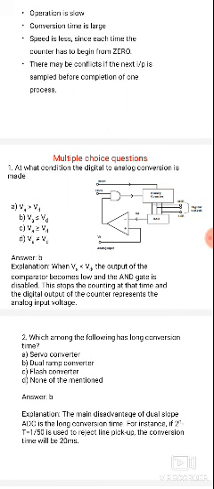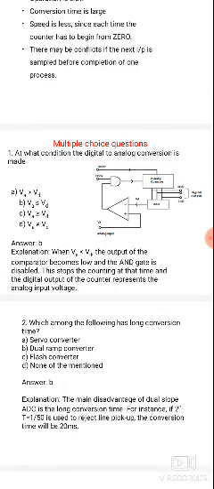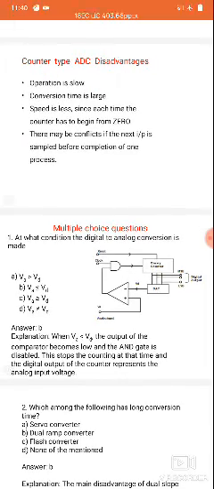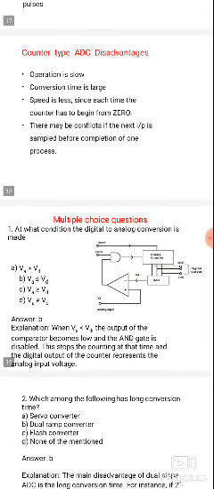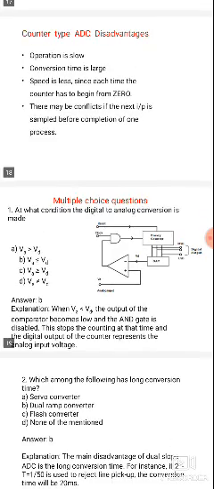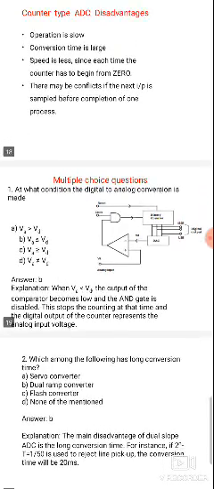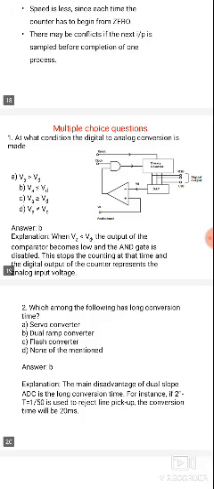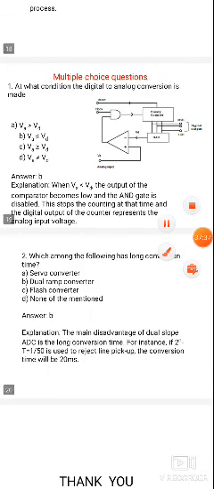There are also conflicts, since the next input is sampled before completion of one process. So this is the main disadvantage. The operation is slow, it takes maximum time, and thus the conversion speed is less. Each time we start from the 0 position, and the next input is sampled before the completion of the process. So this is all about the counter type analog to digital converter.